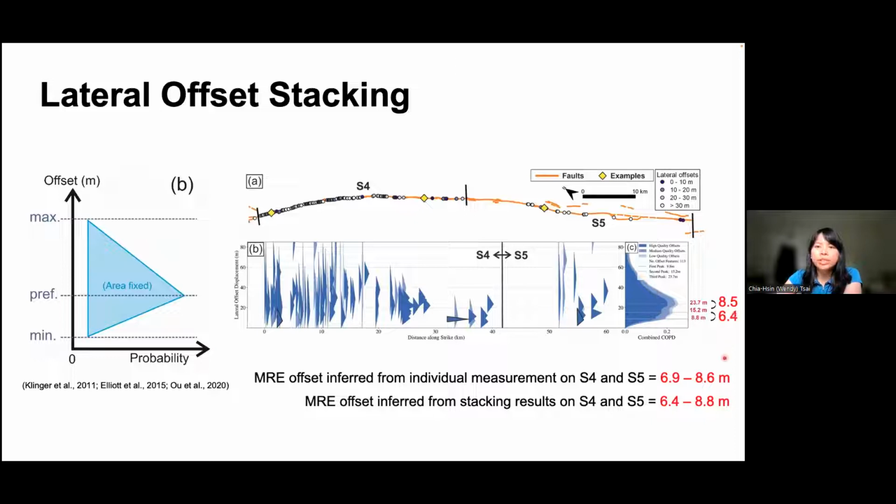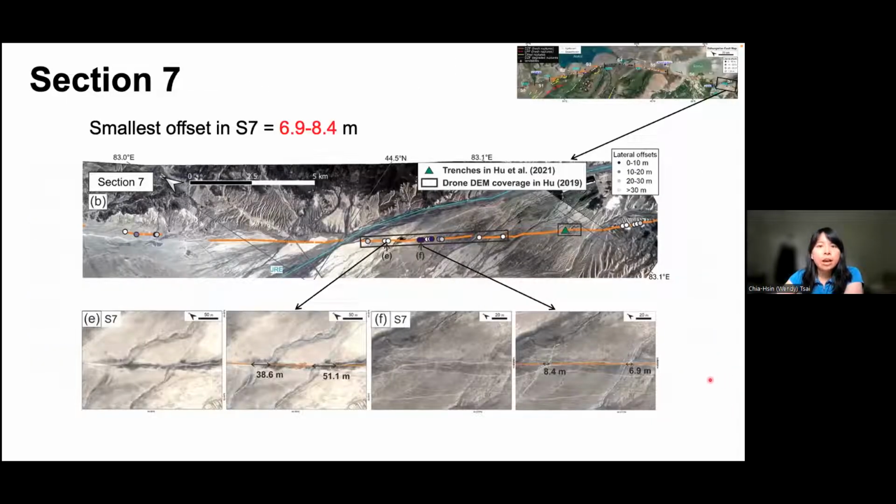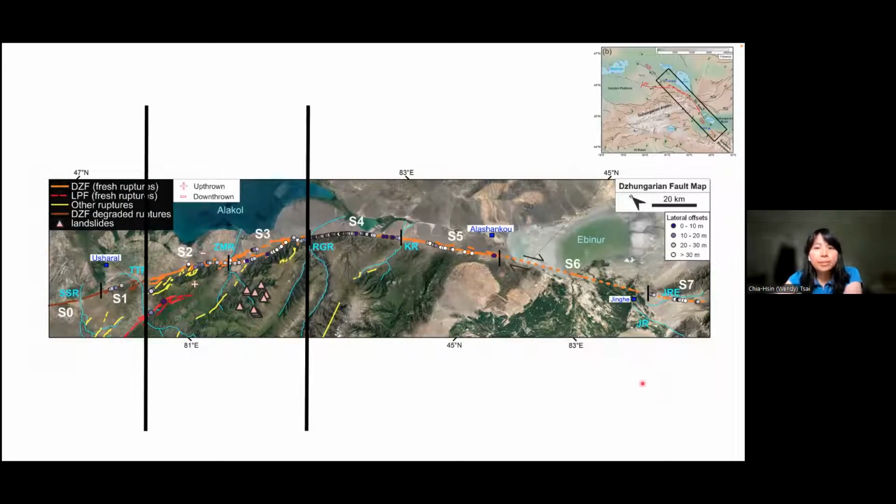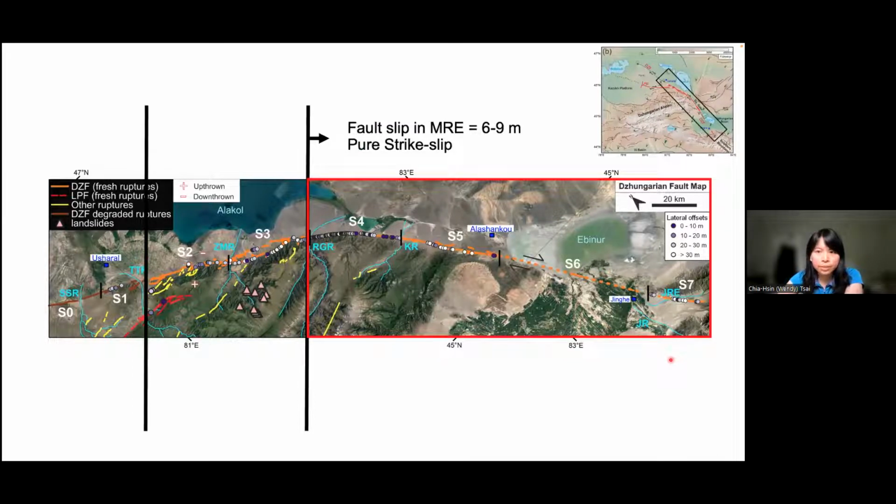These values are very similar to what we found from the individual measurements, and they are also similar to the smallest offsets observed in section 7. So because of the similar smallest offsets across the pure strike slip sections, and because we found fresh ruptures do go through section 6 as well, we suggest the pure strike slip sections from section 4 to 7 to be one fault segment during the most recent earthquake, and the fault slip on the segment should be 6 to 9 meters.